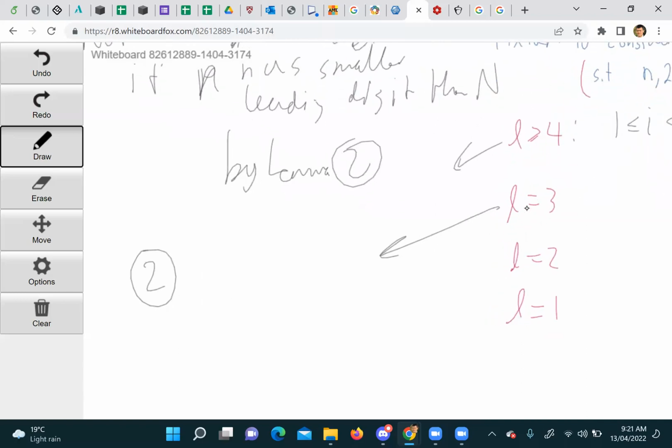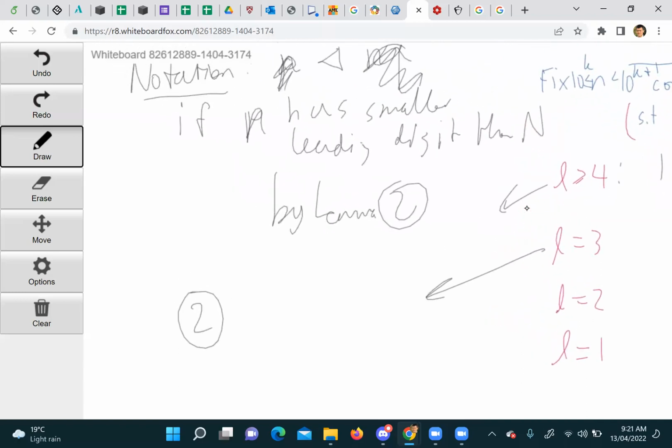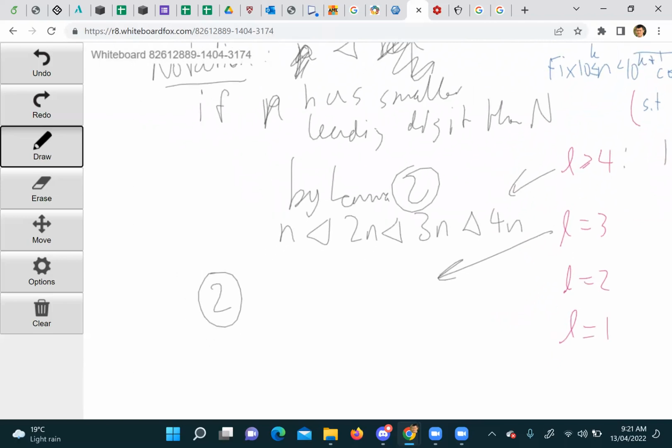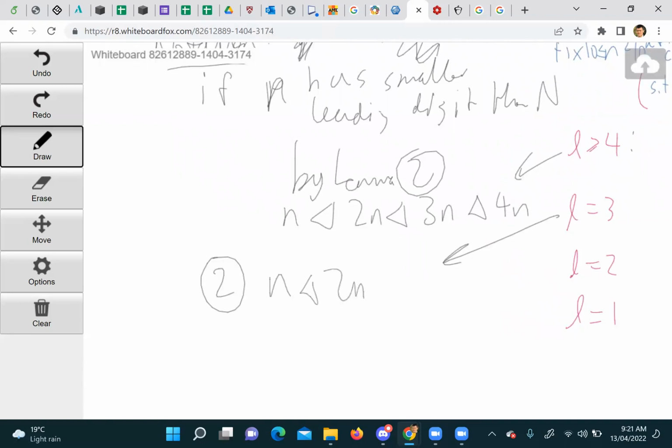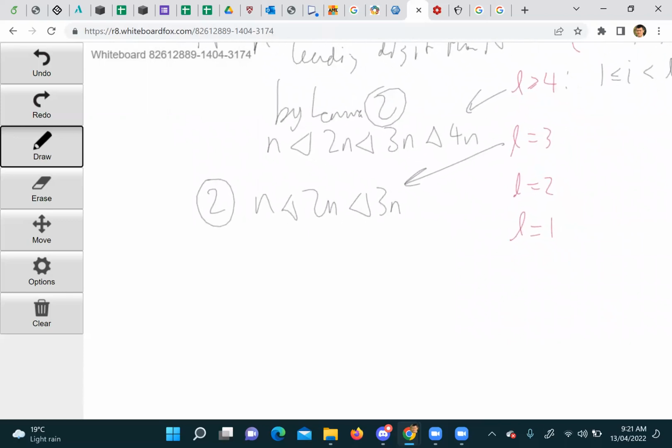so from lemma 2, you can write this as n, 2n, and here you have n, 2n, 3n, right? Okay, and then you have the 4n. But now the 4n, right, is bigger than or equal to. Okay, so the 4n isn't on this chain anymore, right? That's the difference.